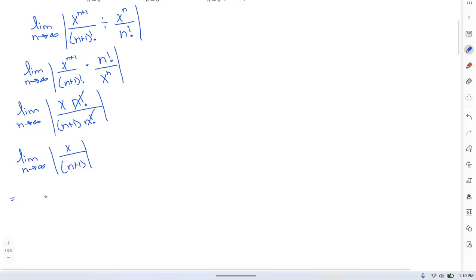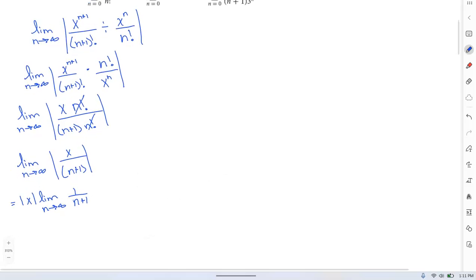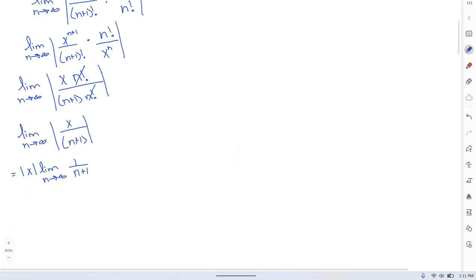And remember, I'm taking the limit as n goes to infinity, so x isn't really being affected. So I could pull the absolute value of x out, and take the limit as n goes to infinity of 1 over n plus 1. Now, I don't need the absolute value on that because, one, I'm heading to infinity, and two, remember, n started at 0. So n's going to be positive numbers anyway, so this is already going to be positive. This guy, the limit as n goes to infinity of 1 over n plus 1, is heading to 0.